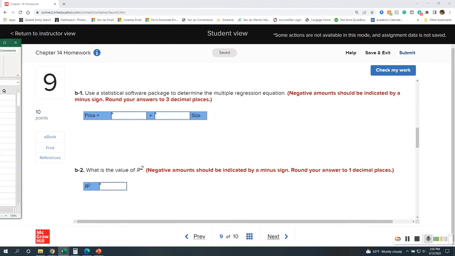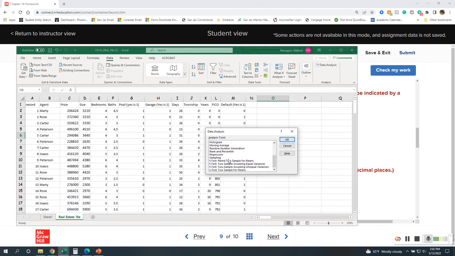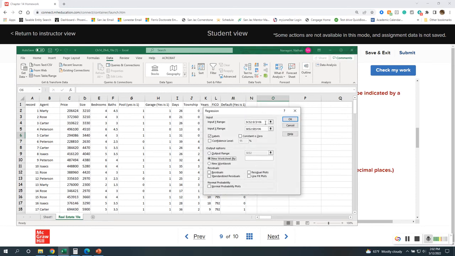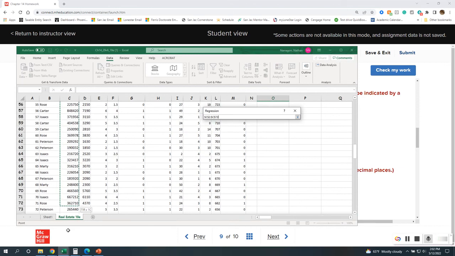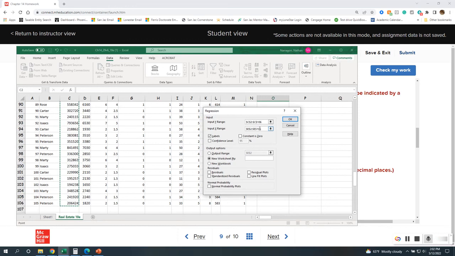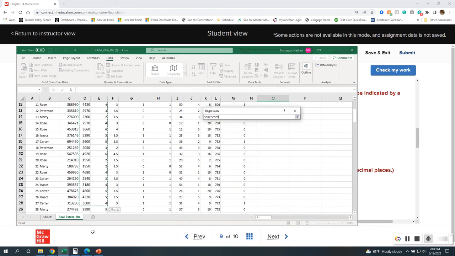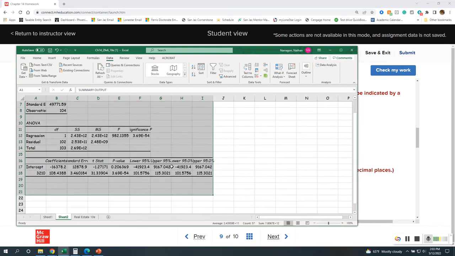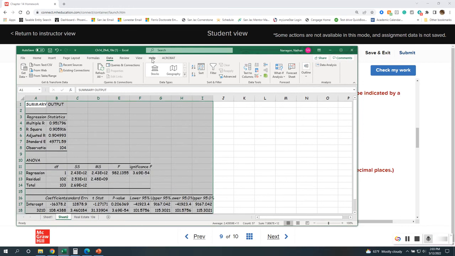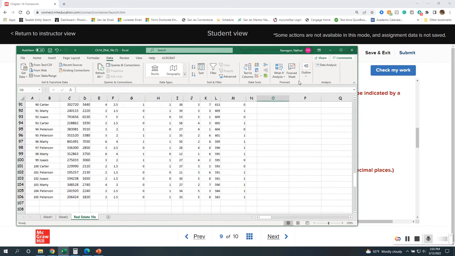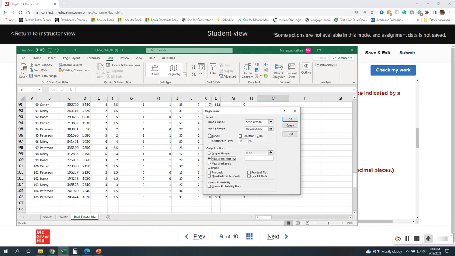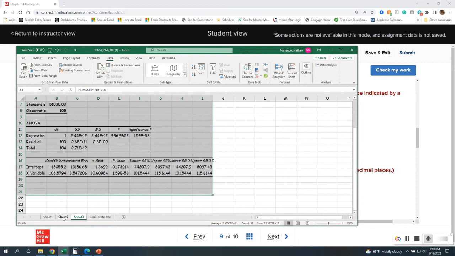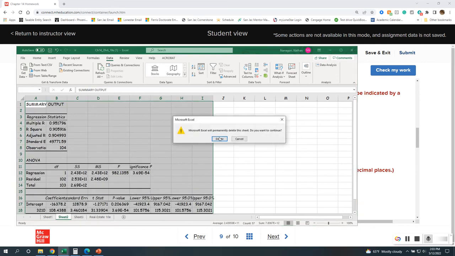Okay. So, again, taking our data, data analysis, regression, okay. And our Y is our price. And our X is going to be our size. Okay. Hit OK. Whoops. Looks like we had an error. Data analysis. OK. We do not have labels. Hit OK. Delete.